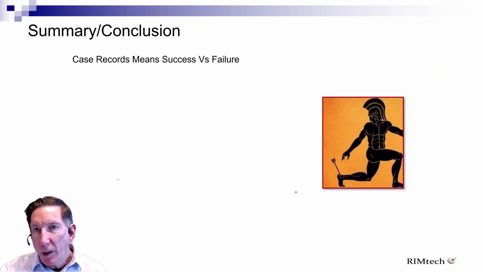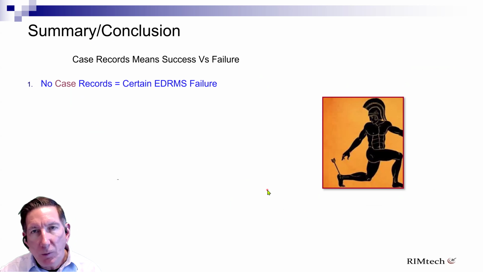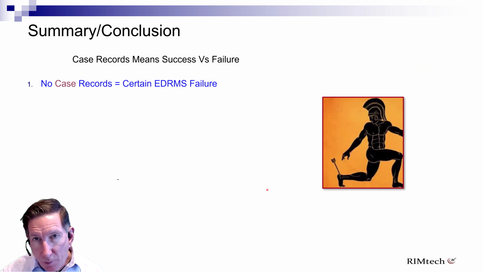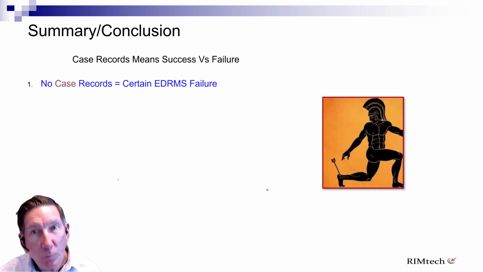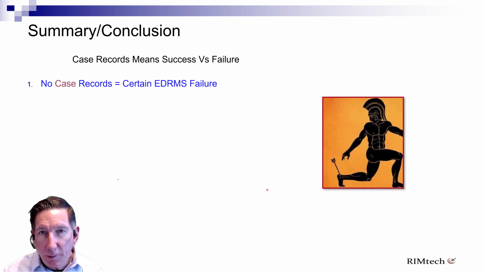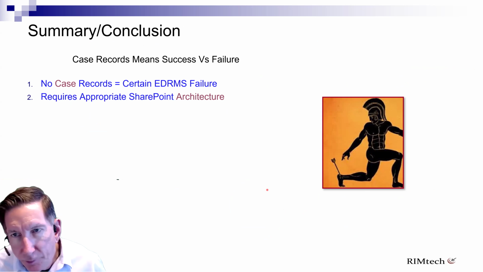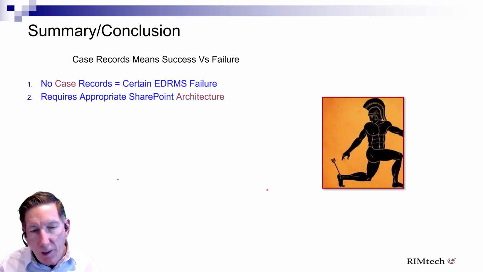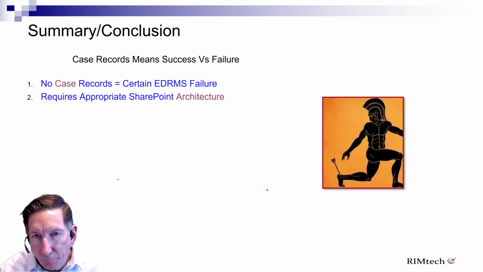So bottom line is in order to manage case records properly, you must architect it right. You must manage case records properly or you will die. The system will not work. Somebody please quote me on that. Okay. You've got to have the proper SharePoint architecture, which means every library must be configured as a case or not.